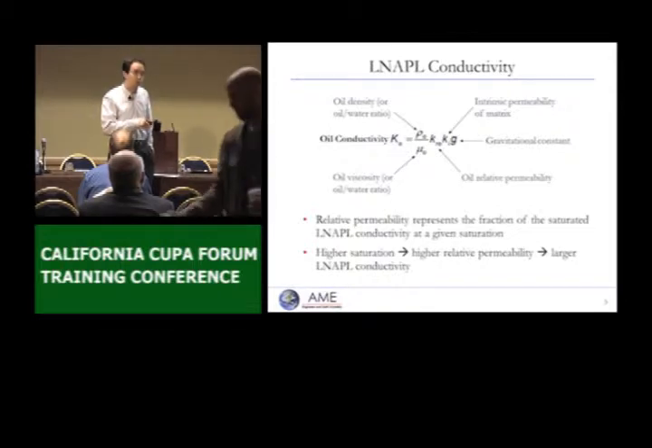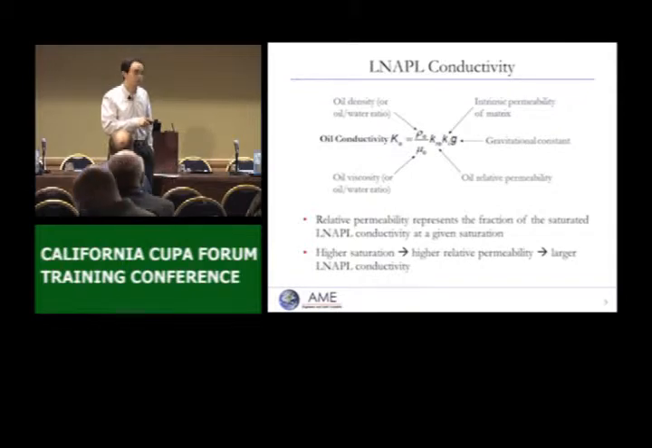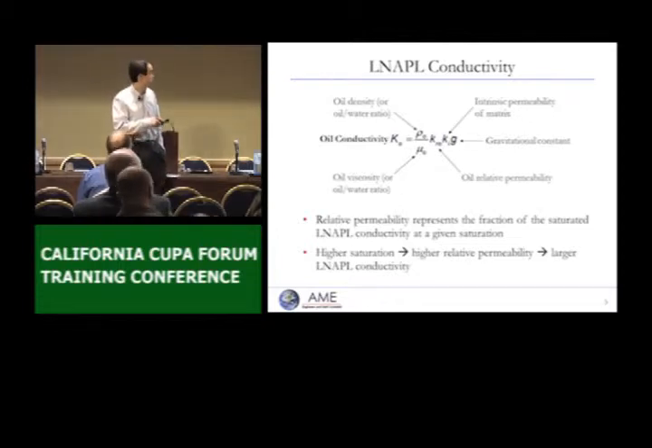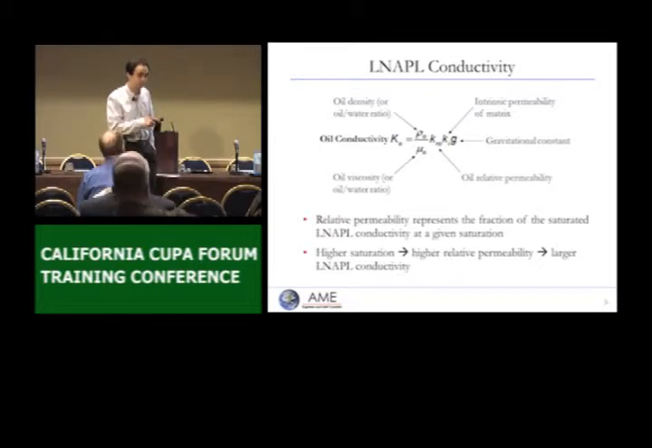Relative permeability ranges from 0 to 1. When you have no fluid in the pore space, you get nothing, so that's 0. When you fill the pore space 100% with a fluid, it becomes 1. So it's sort of proportional, but the relationship is, in most cases, not linear. It's curved.